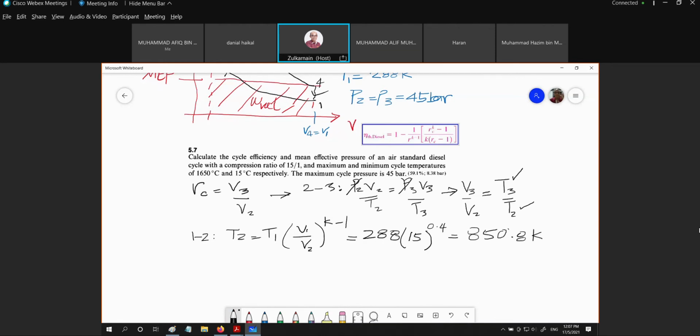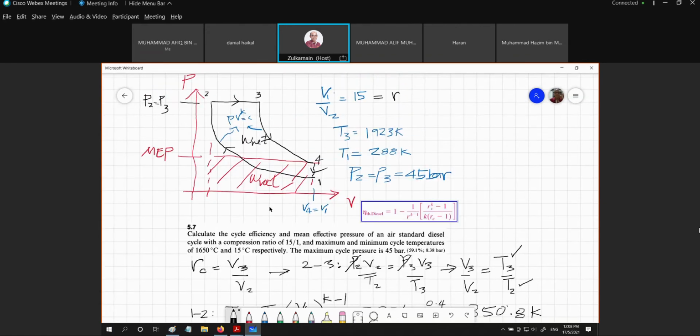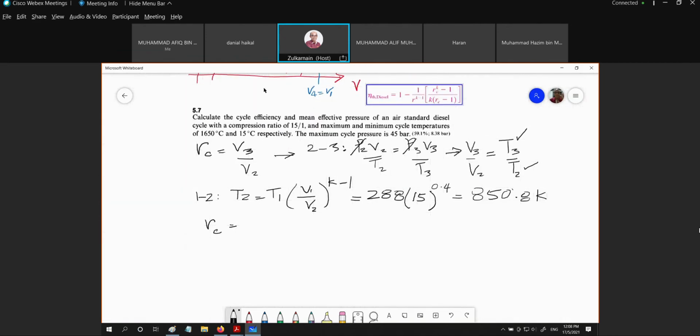The T3 is the maximum. So we have RC equal to T3, the maximum temperature, which is 1923. This one you need to get in Kelvin. 1923 divided by 850.8. So what is your RC? 2.26. Yes. Okay.